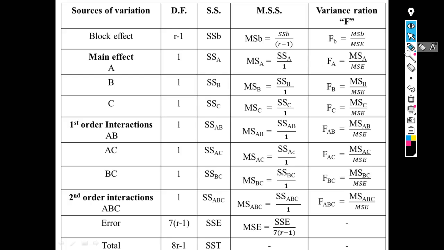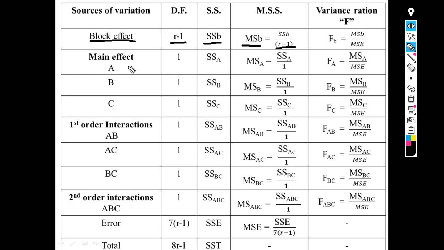Now we will discuss the ANOVA table for this 2^3 factorial experiment when we arrange this experiment in randomized block design. So this is our ANOVA table. In this table we have sources of variation, degrees of freedom, sum of squares, mean sum of squares, and variance ratio to test the given hypothesis. So the first source of variation is block effect. For this we have degrees of freedom R minus 1. Sum of square is denoted by SSB. Mean sum of square is the sum of square due to block upon its degrees of freedom R minus 1.